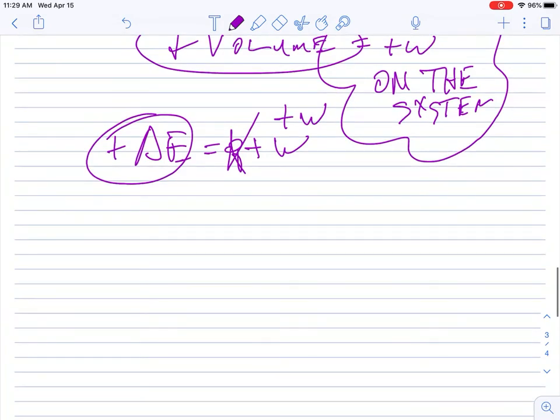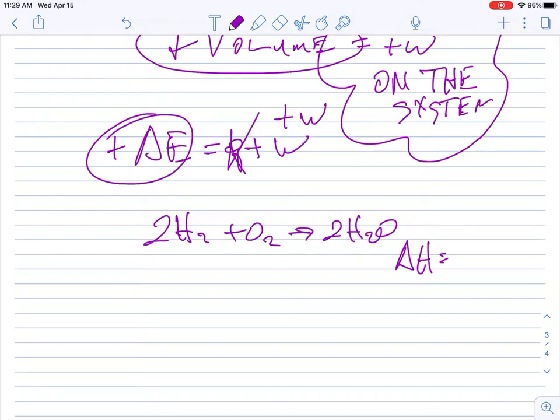Let's talk about this value of delta H. Let's say, for example, that you have 2H2 plus O2 yields 2H2O, and you might be told that delta H equals, I'm just going to make up a negative 150 joules per mole. So what this means is that when hydrogen and oxygen combine to produce water, you have a delta H that is negative.